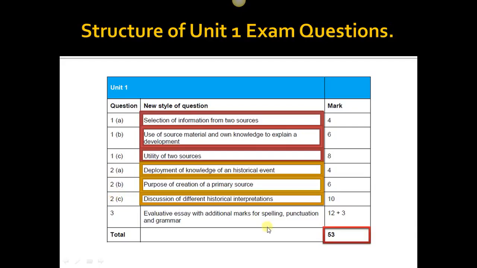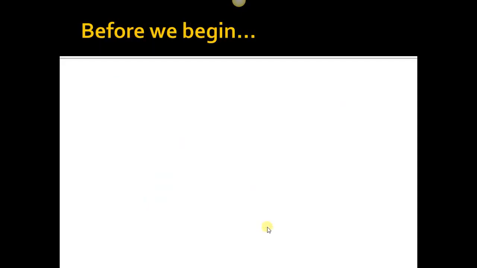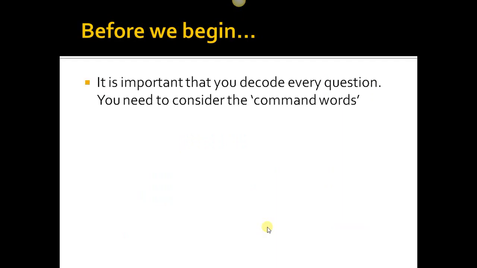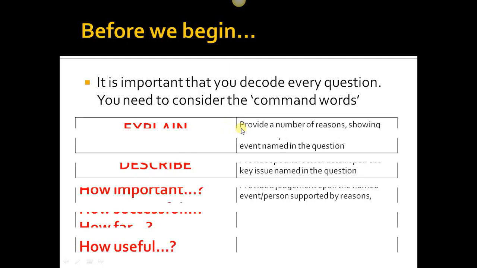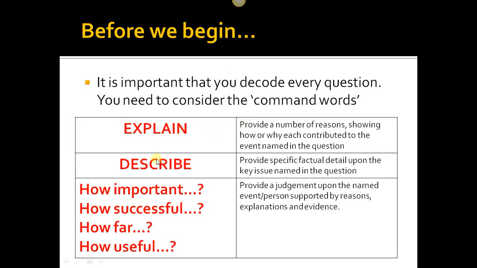Okay? Let's move on. Before we begin, again, I cannot stress enough the importance of understanding that question. I've used the word decoding it, and you can decode a question by looking out for those command words. If we just go over these once more, to explain is to provide a number of reasons showing how or why each of these reasons contributed to the named event in question.